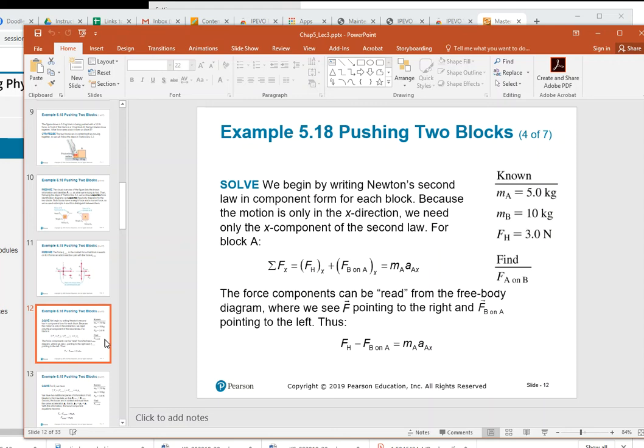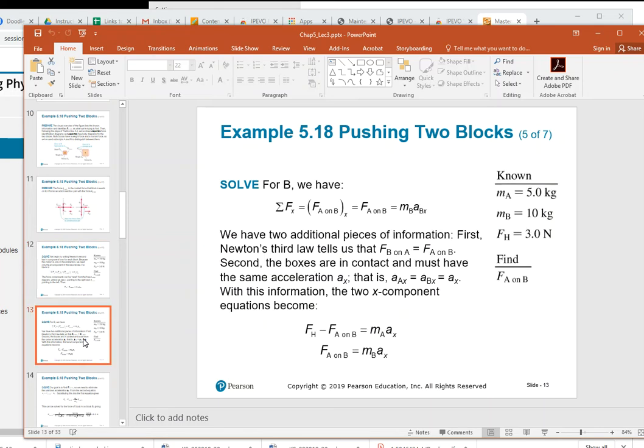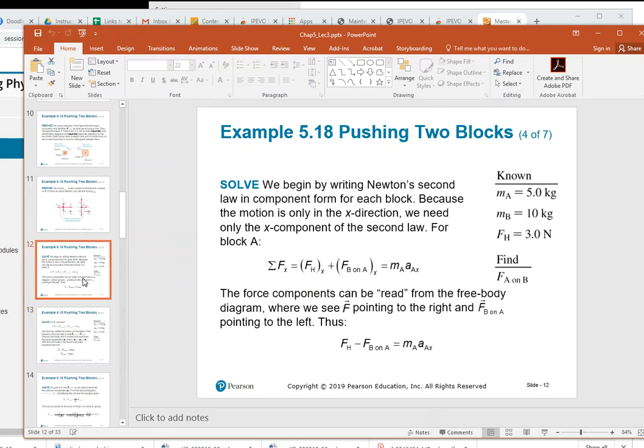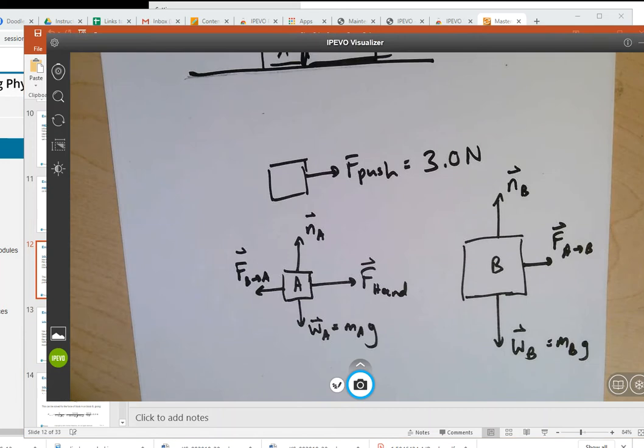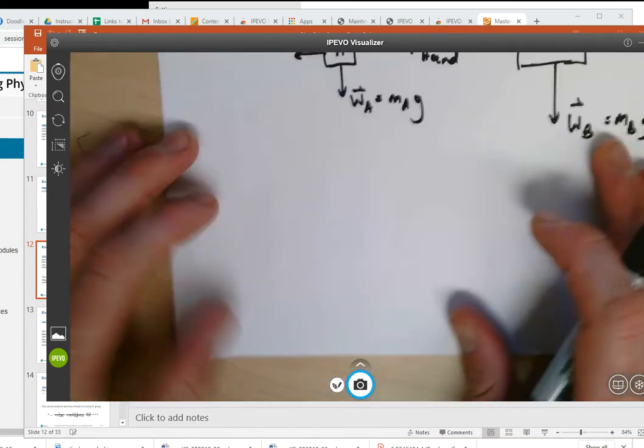So we can say that for block A, the force of the hand minus the force of B on A, that's equal to the mass times the acceleration in x for block A. Also, you know that this acceleration of block A is the same as the acceleration of block B. So that's another sort of hint that we have here. So I'll go ahead and just write that down here, just as we have been doing all along, that we've been writing a sum of forces.